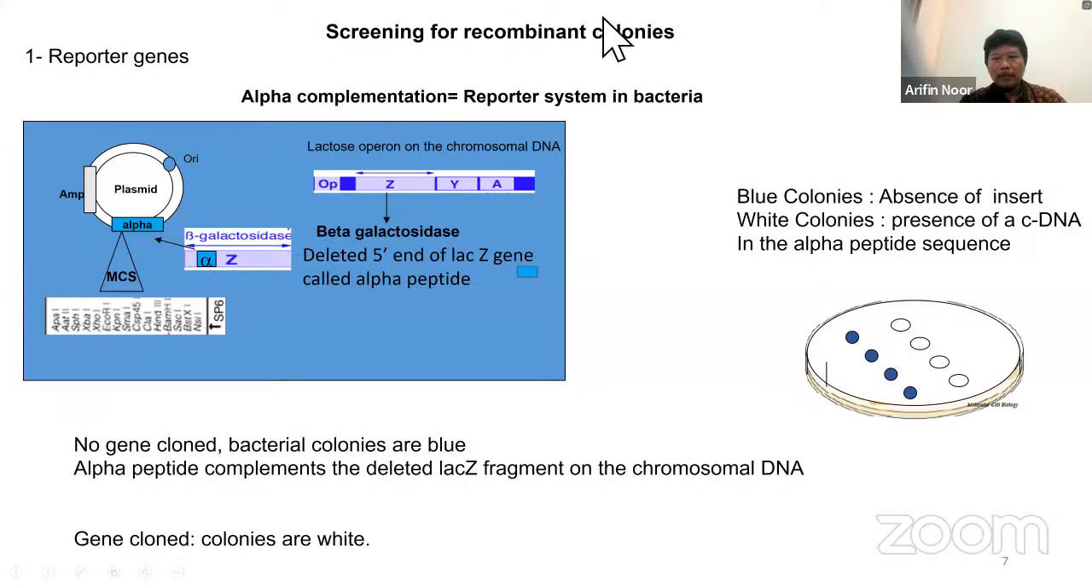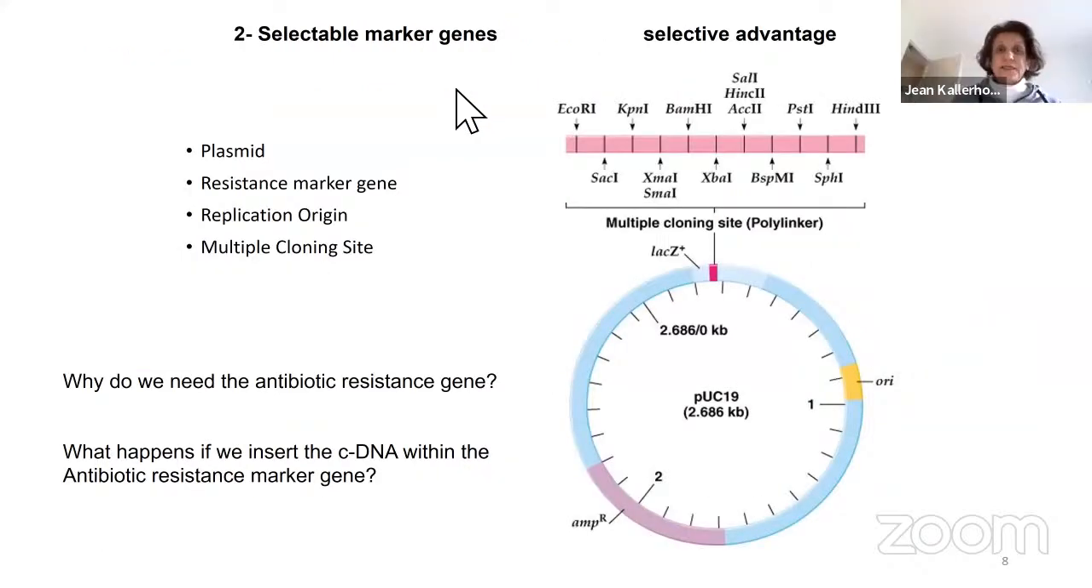Right. So, the first thing is the reporter gene. The second important tool is called a selectable marker gene. A selectable marker gene will give an advantage to the cell. For this, you need to remember the constituents of the plasmid.